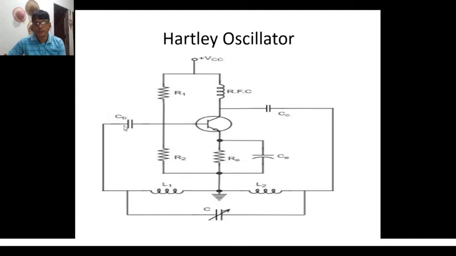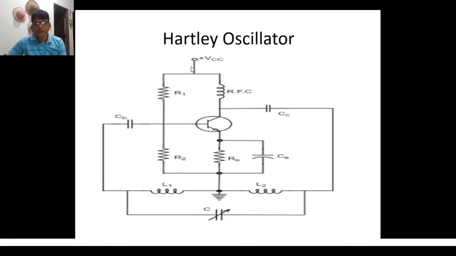Capacitor CB and resistance R2 produce the self-bias base voltage. While capacitor CE provides AC ground and prevents signal degeneration. The capacitor CE also provides temperature stabilization.